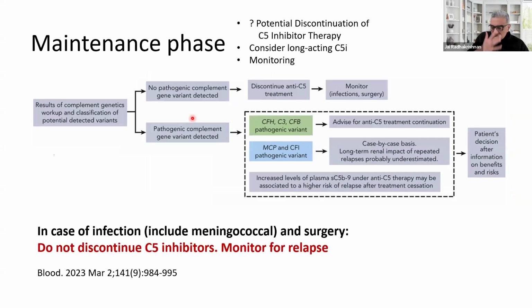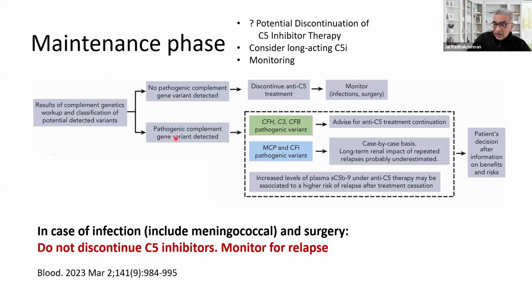So in the maintenance phase, once a patient leaves the hospital on eculizumab, there are a few things we need to address. One is, can they stop, okay? Or do they need to be switched to the long term for convenience? And then what do we monitor? So if you've done the genetics and you do not find any pathogenic variant, it's reasonable to discontinue and monitor very closely, especially in the trigger events of infections and surgery.